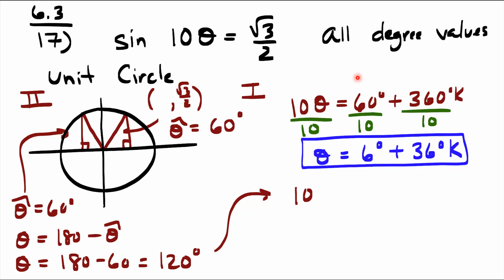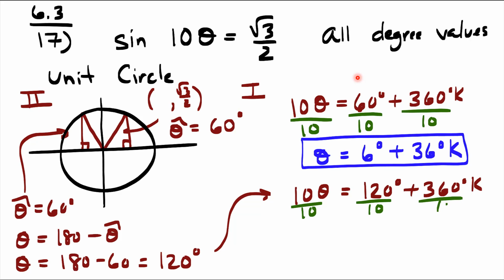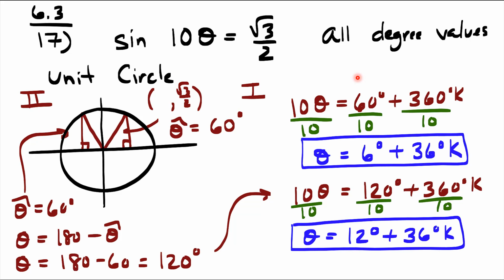Okay, this one here, that's going to be 10 theta is equal to 120 degrees plus 360k. Divide by 10, divide by 10, divide by 10. Let's go with that. Theta would be, this time, 12 degrees plus 36k. And at the back of the book, they don't even say this anymore, but k would be an integer. So those are the two answers that they look at in the back of the book.